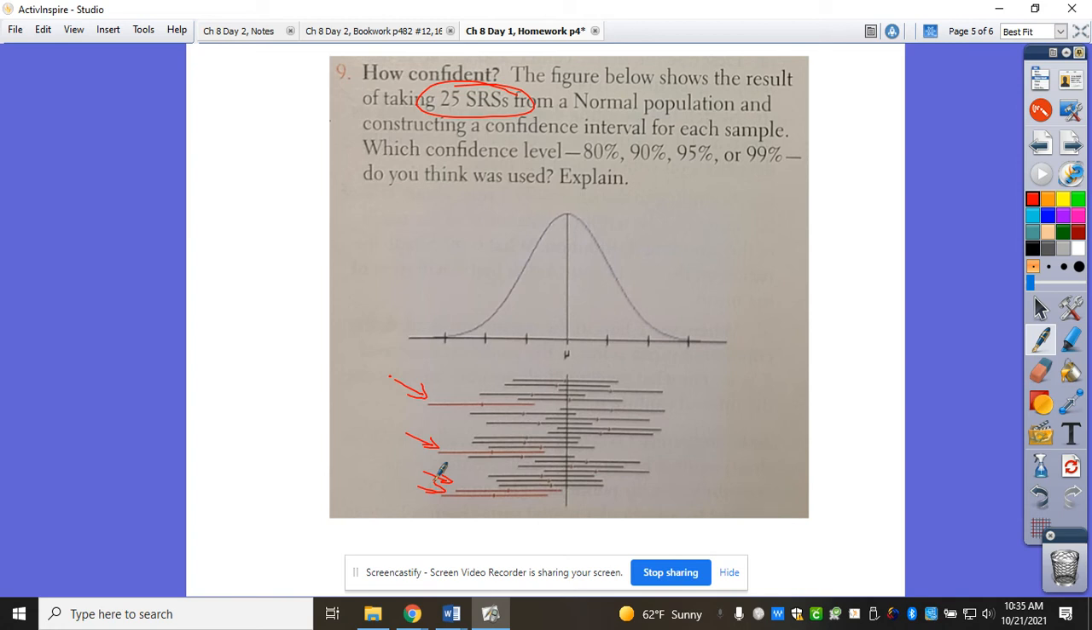4. So how many of them did not miss? Out of? Which gives me what percent? What? 0.84. So this is closest to which one of those? So that would be your best guess because 84% got it. So that our best guess would be those 80%. Could have been 90%. But our best guess would be 80%.